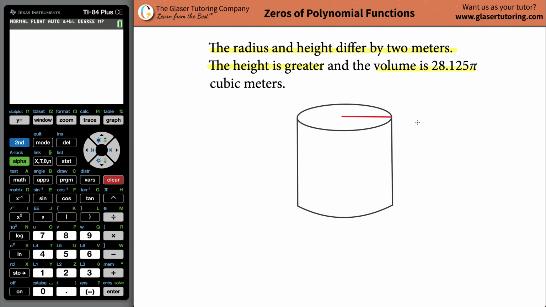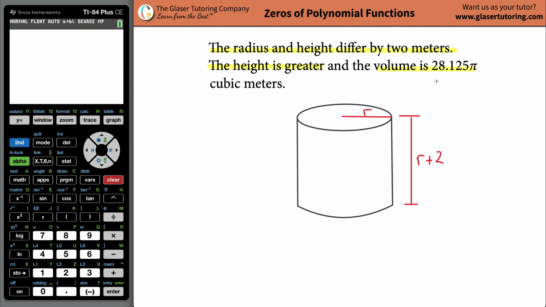First, just label the important parts. That's the radius, and this is the height. So just start with r and h. Then it says the radius and the height differ by 2 meters. Do we know which one is greater? Yes, it says the height is greater. So that must mean that if you know the radius, then the height must be 2 meters more than the radius, because the height is greater and they differ by 2.